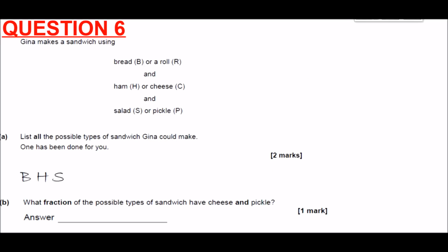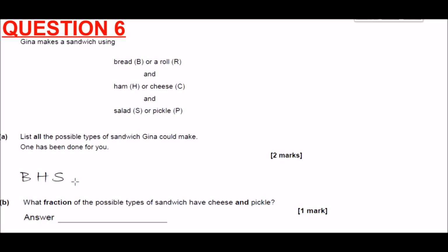Question 6, we're told that Gina's making a sandwich, so she's got a choice of either a bread or a roll, then a choice of either ham or cheese, and then a third choice of either salad or pickle. So it says here, list all the possible sandwiches Gina could make. The first one's been done for you. So this one is bread, ham and salad.